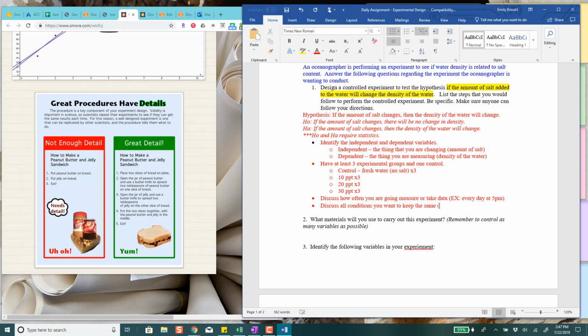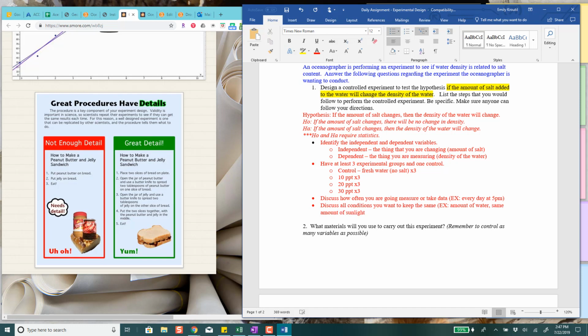You also want to discuss everything that you're going to try and keep the same. Okay, so for this experiment, the amount of water, so you might want, I don't know, 2 cups of water, or cups isn't very good. Let's do maybe 50 mils. But you'd want every single experimental group to have the same amount of water. You want to have the same amount of sunlight exposure.